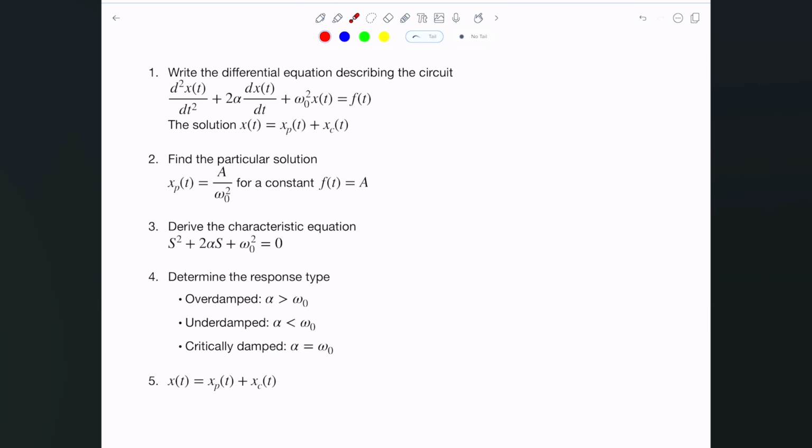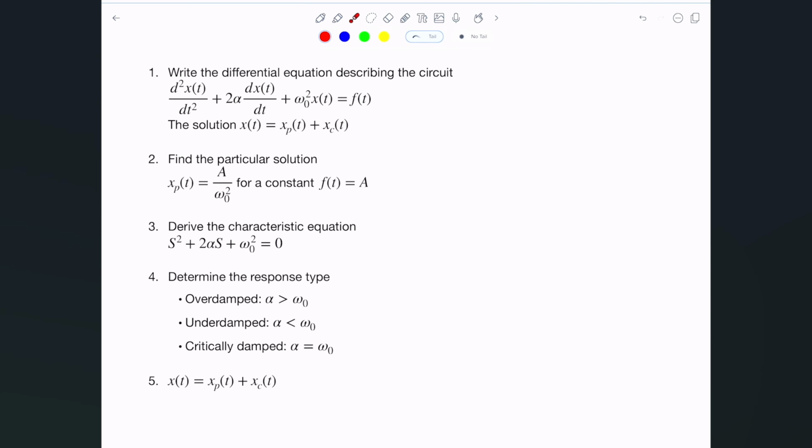And the solution in that case is simply two parts, a particular solution and a complementary solution. The particular solution depends on the type of forcing function. In the case of DC, which is what we're dealing with at this point, it will be just another constant, and that constant can be easily computed using this equation. I'm assuming that f of t is simply A. Then the derivative terms will be 0, and x of t is simply A divided by omega 0 squared. That will be the particular solution.